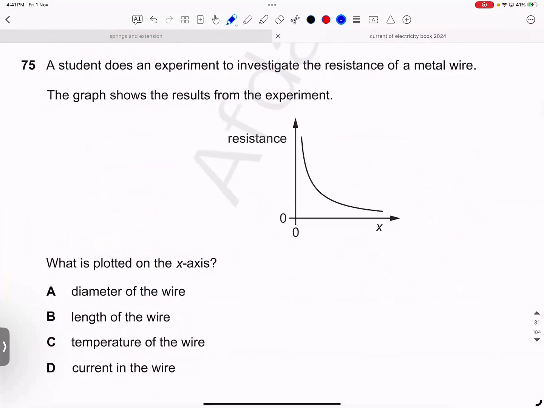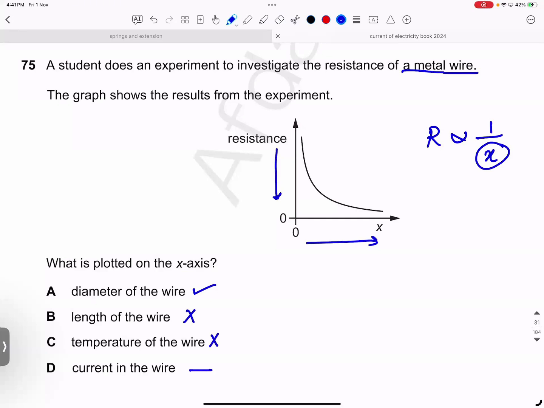Question number 75. A student does an experiment to investigate the resistance of a metal wire. The graph shows the results from the experiment. Something is increasing and resistance is decreasing. So it means resistance is inversely proportional to something. The resistance is inversely proportional to what? Diameter? Maybe. Length? No. Temperature? Is this a metal wire? If temperature is more, resistance is more, so also no.